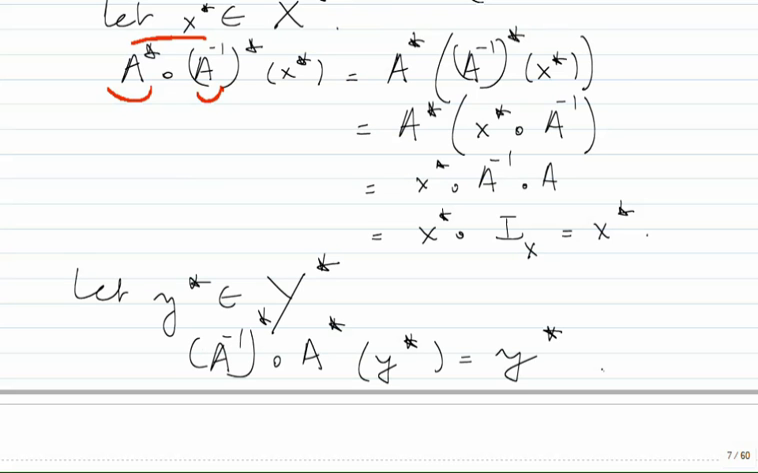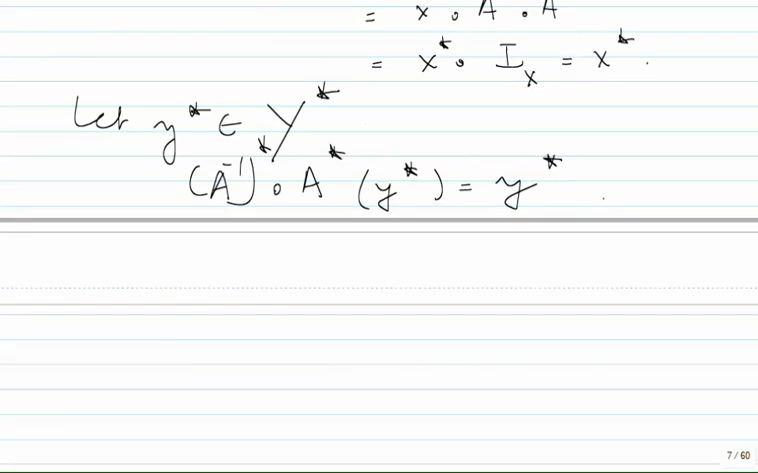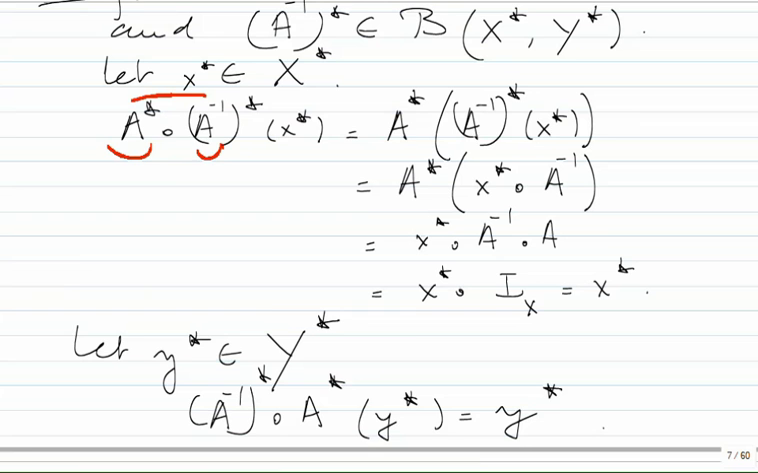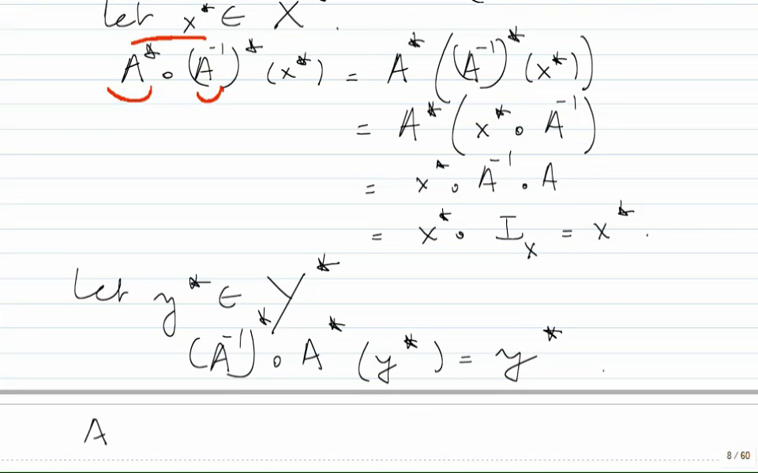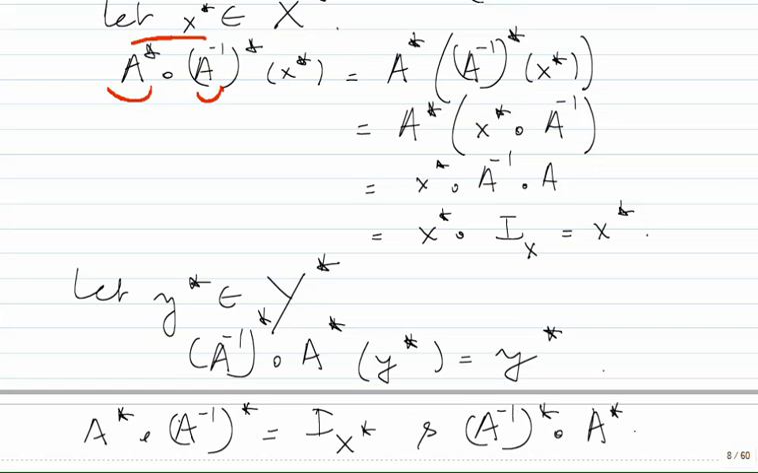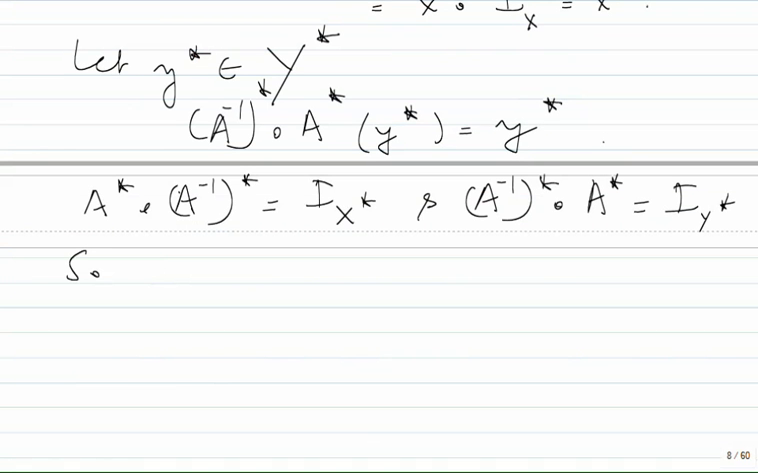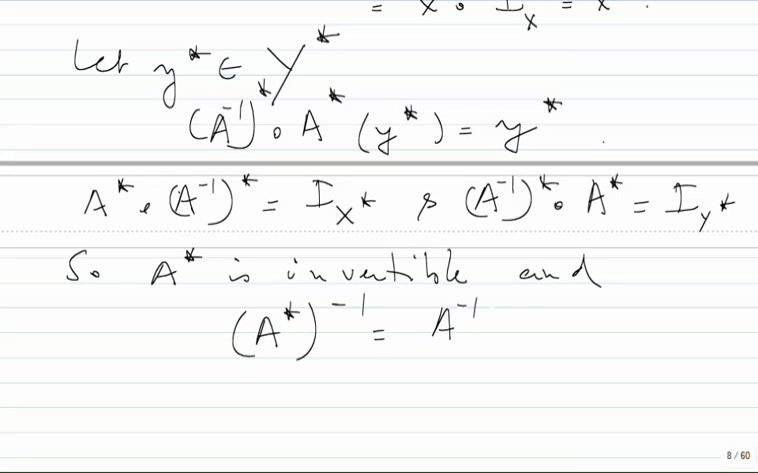So what does that mean? It means that A star composed with A inverse star equals I of X star, and A inverse star composed with A star equals I of Y star. And this implies that A star is invertible, and A star inverse is equal to A inverse star. So it is invertible, and its inverse is in fact the adjoint of the inverse of A, which is then a continuous bounded operator. So this takes care of the inverse.